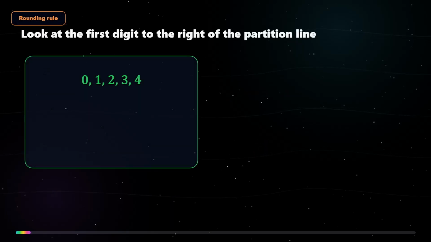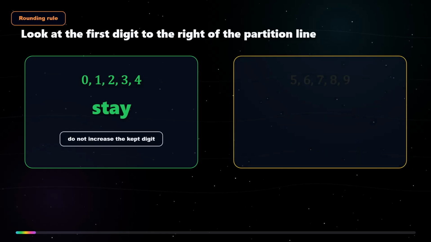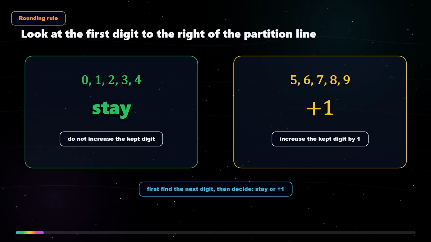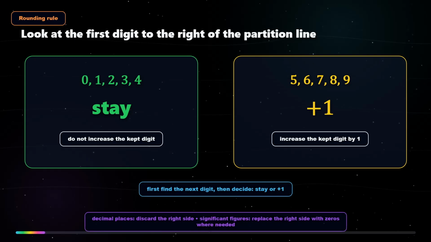If the next digit is 0, 1, 2, 3, or 4, the digit you are keeping stays the same. We call that stay. If the next digit is 5, 6, 7, 8, or 9, the digit you are keeping goes up by 1. We call that +1. So the rule is 0 to 4, stay. 5 to 9, +1. That is the whole game. The key is knowing which digit to look at.